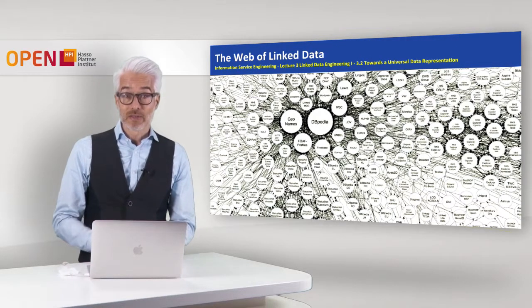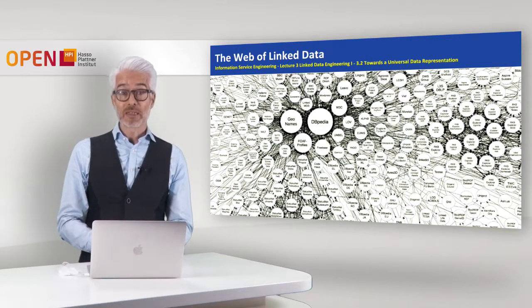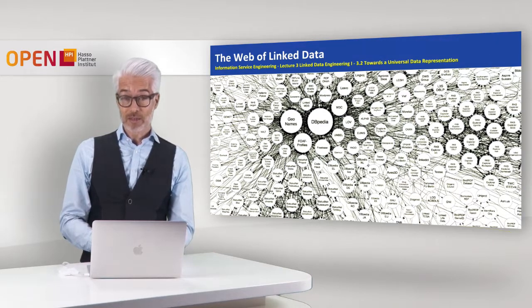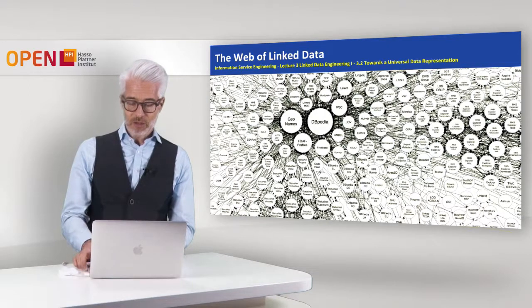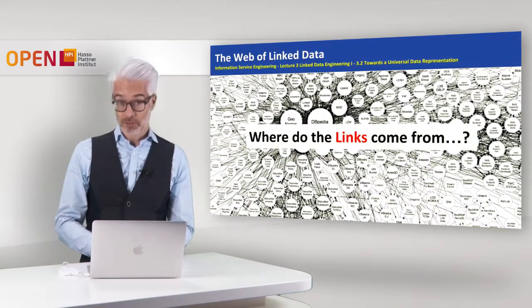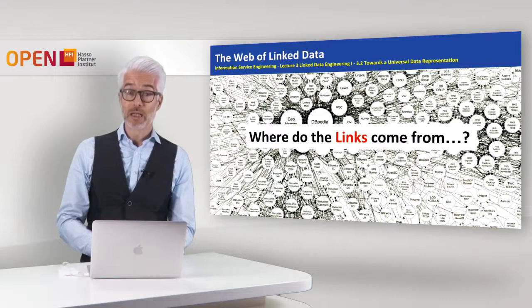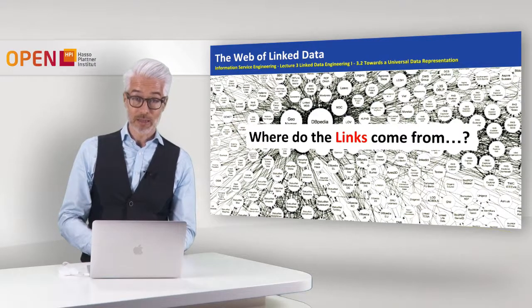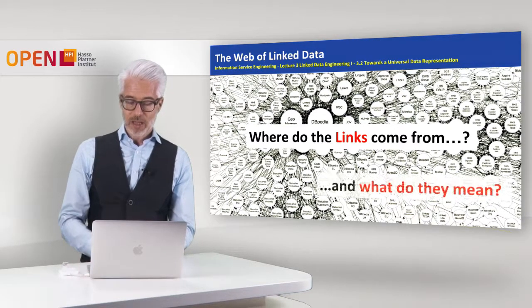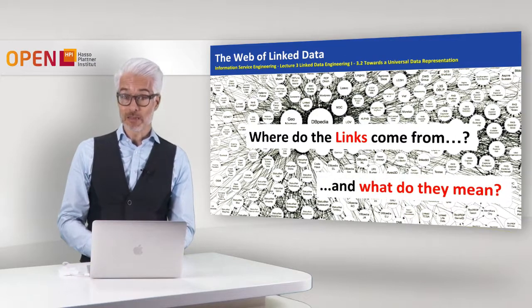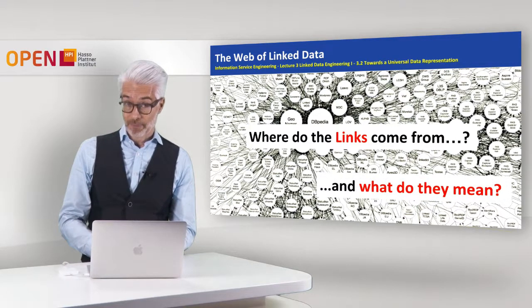Okay, now let's have a look at the web of linked data. What you see here is a huge network of interconnected datasets. They are all available on the web. Many of them are publicly available. Now the question only is, where does the link come from? So how does one dataset link to another dataset? And of course, what do these links mean? So what do they mean?